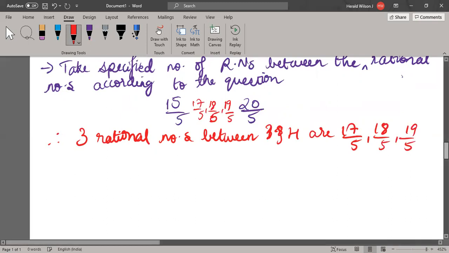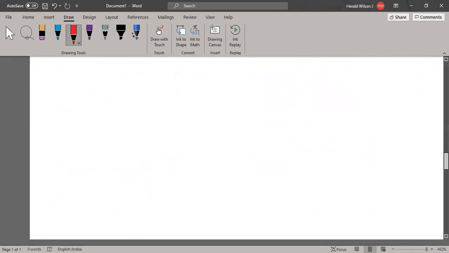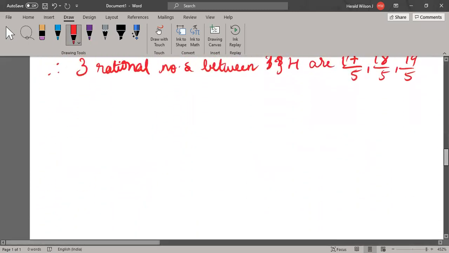Now you don't need to write these statements or these conditions which I've written here. These are my own conditions which I've given you so that you can understand. But let me explain with another example how you need to write it in your notebook or in the exam paper. So let's start with the next example.